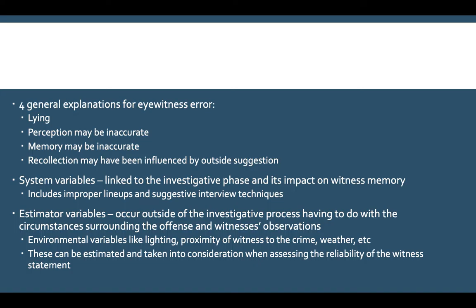Now, there's 4 general reasons for eyewitness error. One could be straight up lying. The person's perception may be inaccurate, their memory may be inaccurate, or their recollection could have been influenced by some outside suggestion. System variables, those that are linked to the investigative phase and its impact on witness memory. These would include things like improper lineups and suggestive interview techniques. And estimator variables, which occur outside of the investigative process, having to do with things that might impact your observations. So this could be lighting, how close you were to the crime, the weather.